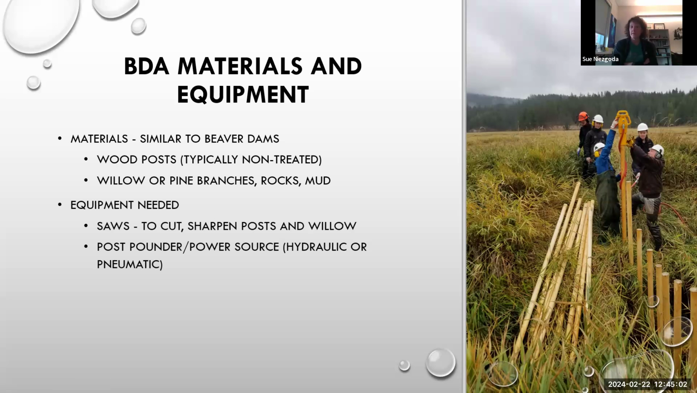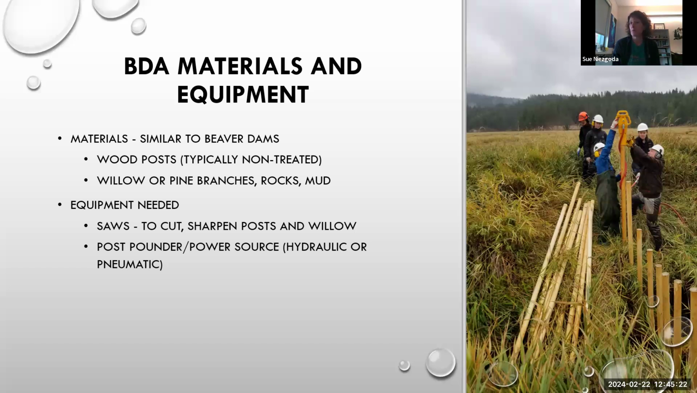You could use students with a sledgehammer. They don't really like that very much, so we don't do that very often. But ultimately, usually it is a hydraulic or pneumatic post pounder. And as you can see in the picture here, I do have some students working with my colleagues at the Lands Council and Fish and Wildlife to pound in the posts out at Thompson Creek.